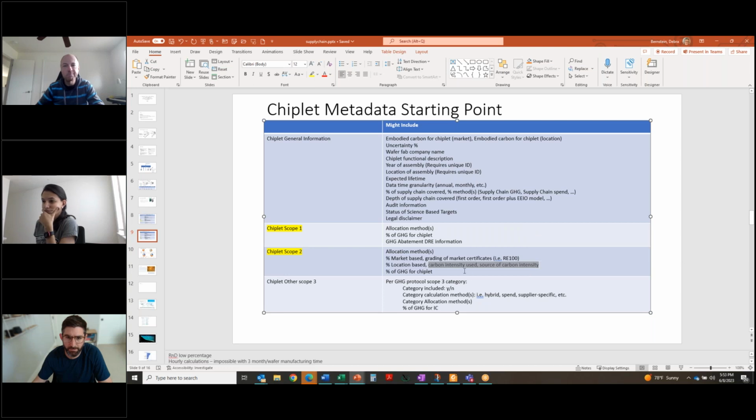I do not know of any fab that is 100% powered by renewables, but if they have renewables on site that power them 100%, we'll find some way for them to communicate that in the location-based. But again, I'm taking this from the GHG protocol, so they can talk about, if they're giving a market-based number, how that market-based number was derived.